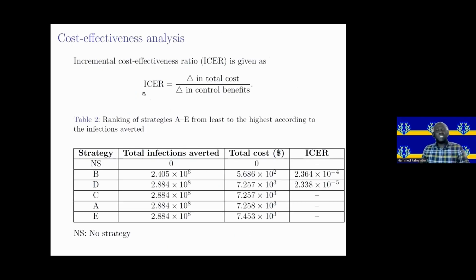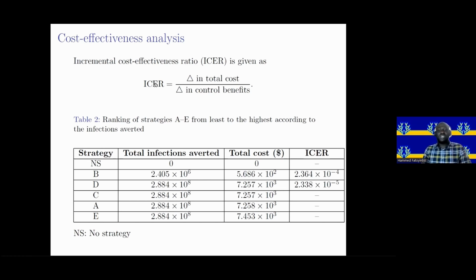So now we later consider the cost effectiveness analysis because we've used different strategies. For the cost effectiveness analysis, we want to check which of these different strategies is effective and also least costly. In order to do that, we used the incremental cost effectiveness ratio, which is known as ICER. This is calculated using this formula here, looking at the change in the total cost over the change in the cost control benefit for different strategies.